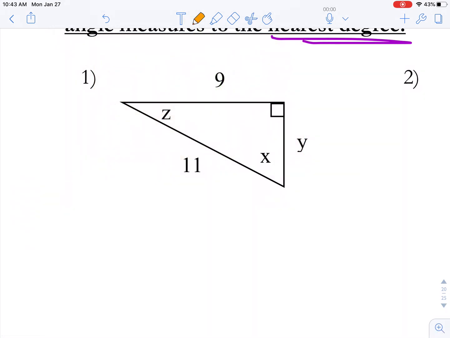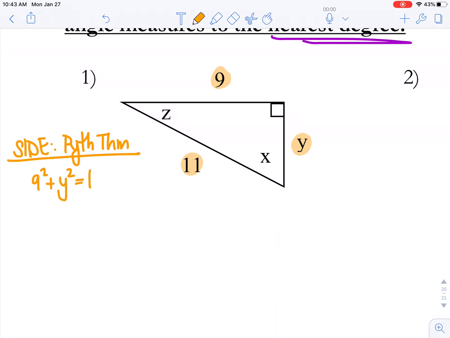So I typically like to solve for the easiest ones first. In this case, I think solving for y using the Pythagorean theorem, since we know 2 out of the 3 sides, would be pretty easy. So to solve for side length, I'm going to use Pythagorean theorem since we have 2 out of the 3 sides. So it's going to be 9 squared plus y squared equals 11 squared. So 81 plus y squared equals 121. Y squared comes out to equal 40.